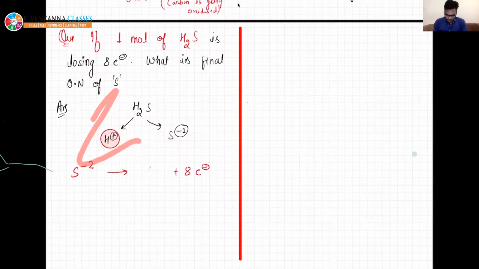Now what is the charge over here? What will be the charge over sulfur? For a balanced reaction, charge must be balanced.